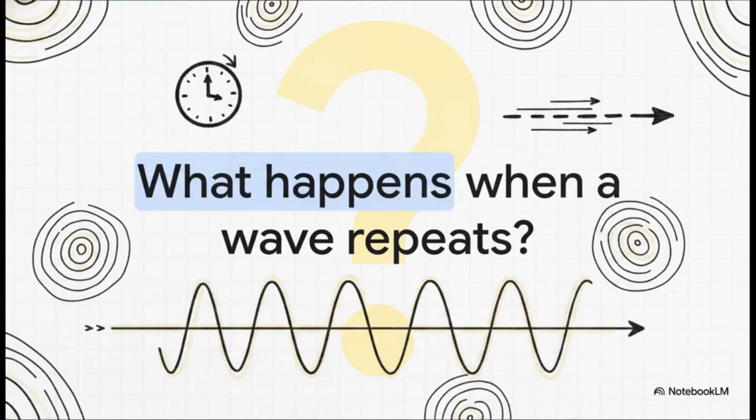So, to kick things off, we need to look at the core problems scientists faced centuries ago. We all know what a wave looks like, right? But what happens when a wave just keeps repeating? How do you measure something that literally never stands still? They desperately needed a way to describe how often this motion repeats, how long a single cycle takes, and exactly how fast that energy is physically moving through space.